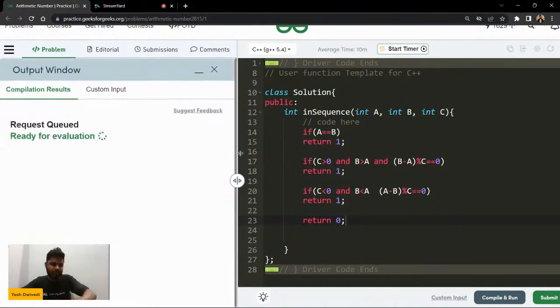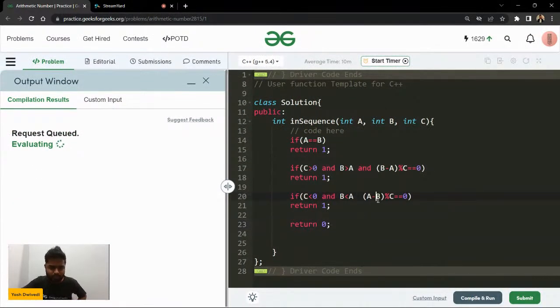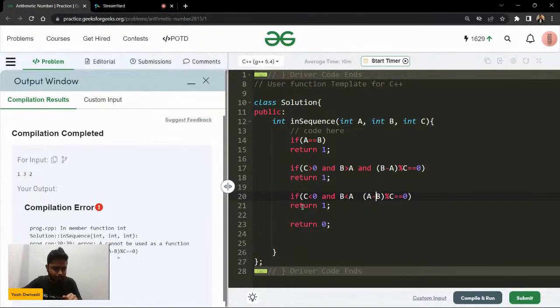Let me try and compile this. Right, so the difference has to be a multiple. Okay, so it says that a minus b. Okay, and I should use and in between.